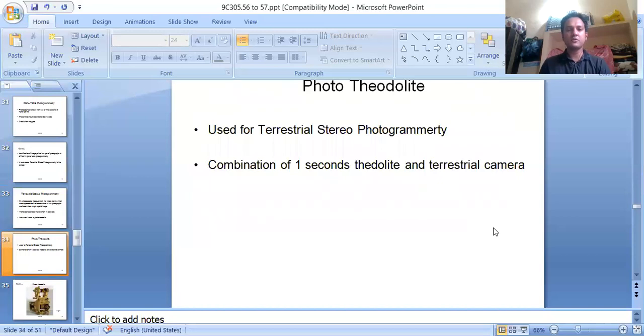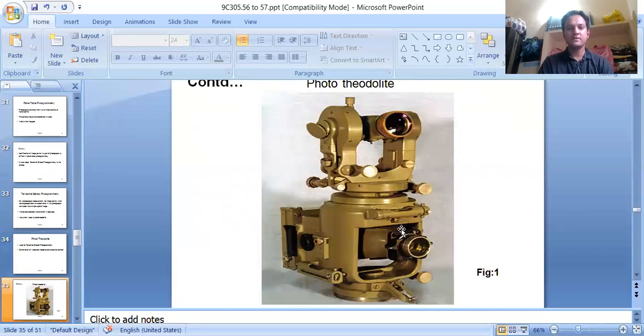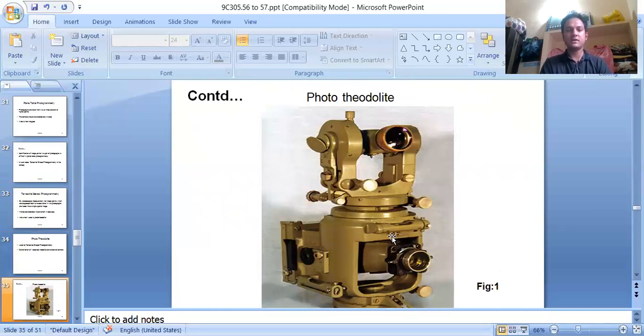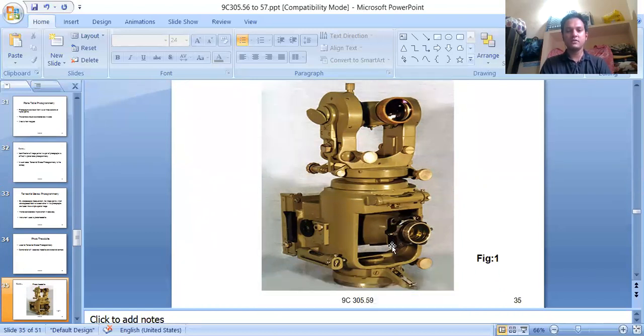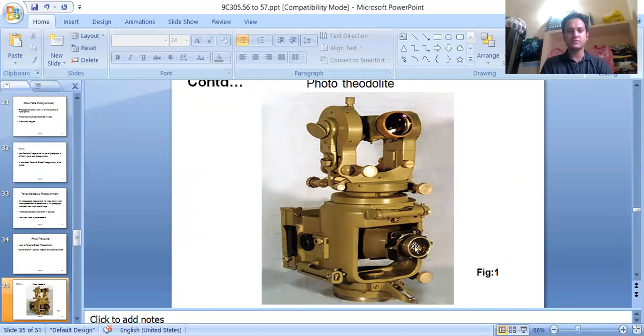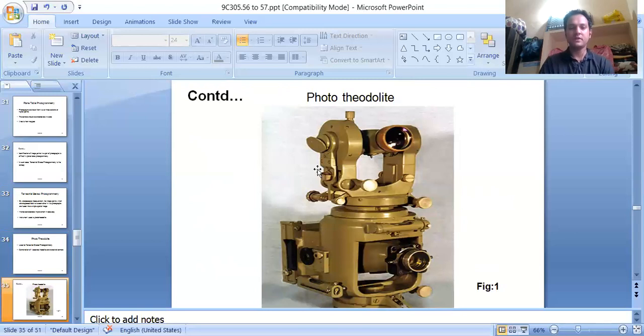The instrument used in photogrammetry is the phototheodolite. It is used for terrestrial stereo photogrammetry. It is a combination of a 1 second theodolite and a terrestrial camera. So 1 second represents its least count. So this is a typical diagram of a phototheodolite. This just looks like a theodolite, which can take photographs also. So here a camera is inserted, which can be used to take photographs along with the angles and measurements.